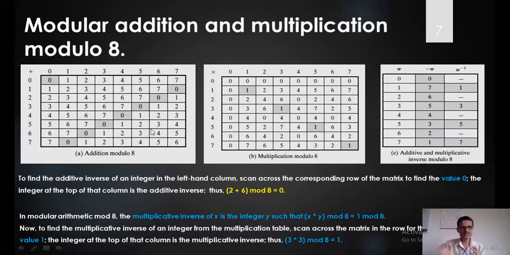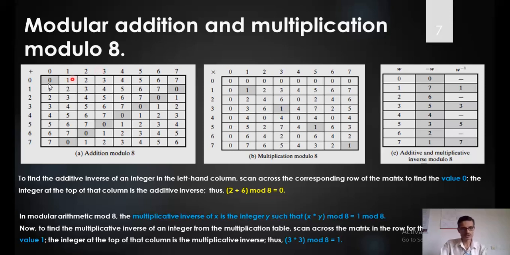How to write the table? Because I told you that under the mod 8 operation, the possible numbers form one particular set with the numbers only from 0 to 7. So for the addition operation, I have listed all the numbers from 0 to 7 in this column, in this row, and also column wise. I want to perform addition of these.